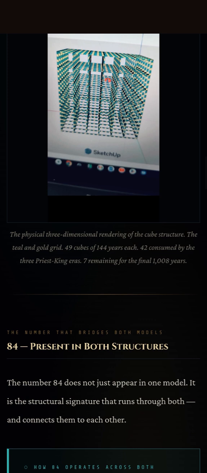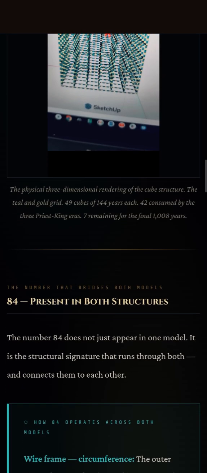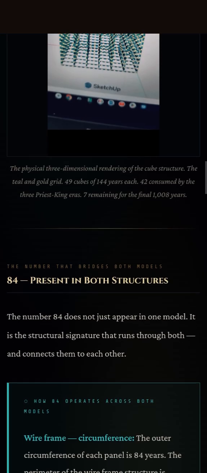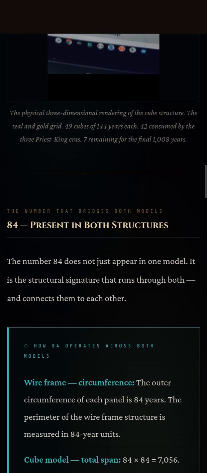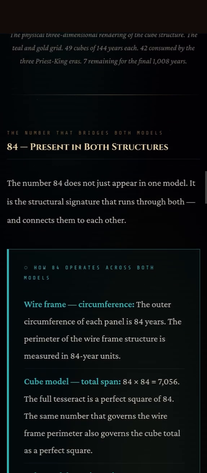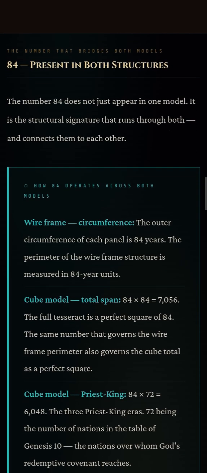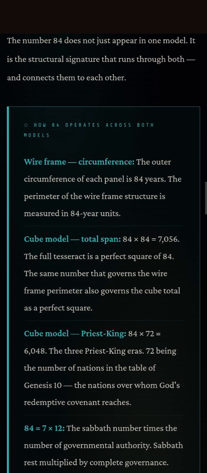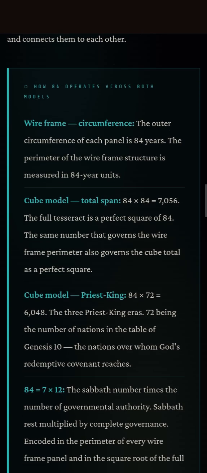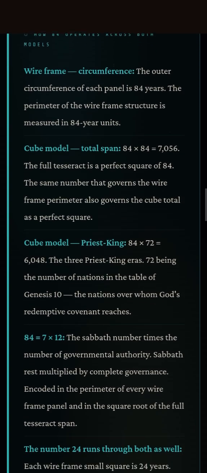84 times 72 equals 6048, the three priest king eras. 72 is the number of nations in the table of Genesis chapter 10, the nations over whom God's redemptive covenant reaches. And 84 equals 7 times 12: the Sabbath number times the number of governmental authority, Sabbath rest multiplied by complete governance, encoded in both models simultaneously.